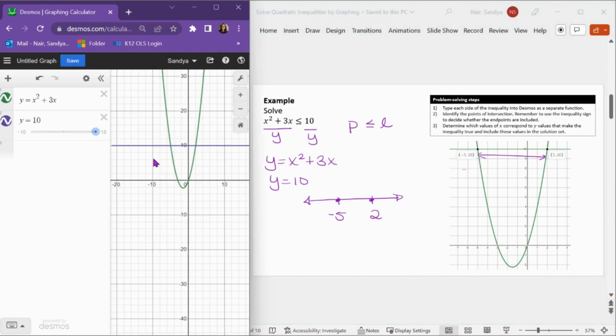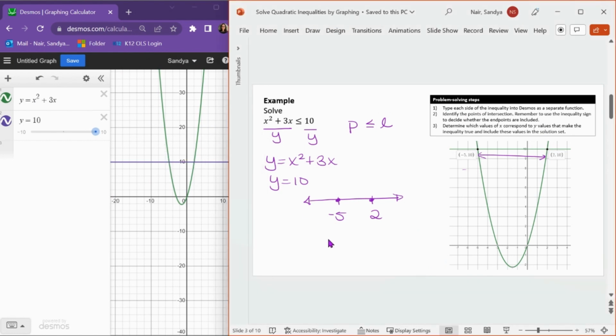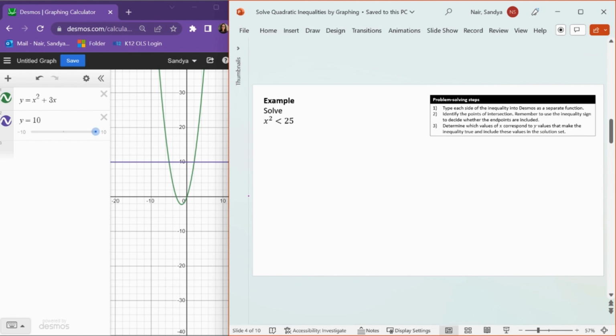And you can see this a little bit better in Desmos. The parabola is below the line only in this region right here, and then anything beyond that, the parabola moves above the line. So that means that we're looking for the region that's between negative 5 and 2, and we can write that in interval notation as negative 5 to 2. And remember, we can write that as negative 5 is less than or equal to x, which is less than or equal to 2.